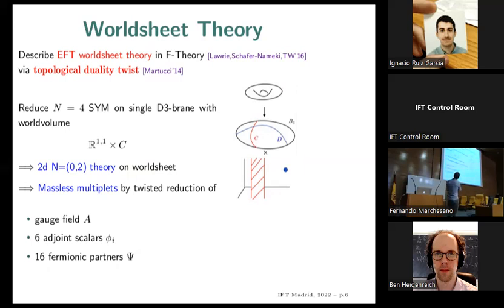And this computation in the present case was done in 2016, and it shows indeed that one gets a 2D (0,2) theory whose massless modes one finds by reducing the modes of the super Yang-Mills theory, namely the gauge field, the six adjoint scalars of our D3-brane, and then the fermionic parts. So by doing this twisted reduction, one gets massless modes on the world volume of the string. And we need to know which types of fields these are, because from there we will then deduce our bounds on the rank of the bulk gauge group.